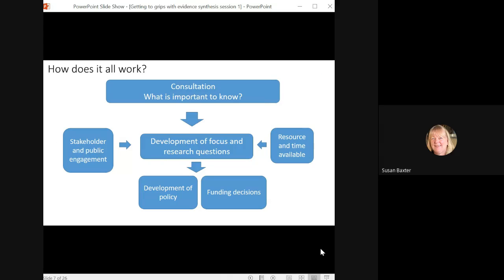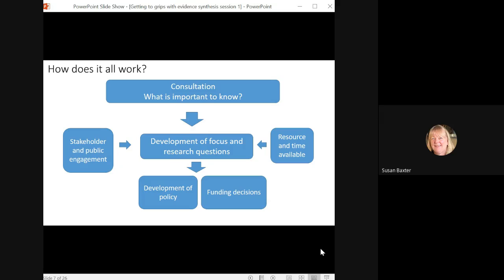So just to give you a little bit of background on how it all works, how the review products actually get brought to the centre. As you know, our funder is the National Institute for Health Research, or NIHR, and they do a long series of consultation with all different sorts of stakeholders. So they're trying to find out what people think are important questions to know about.